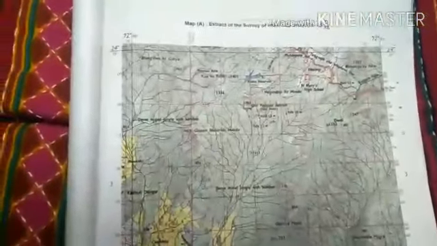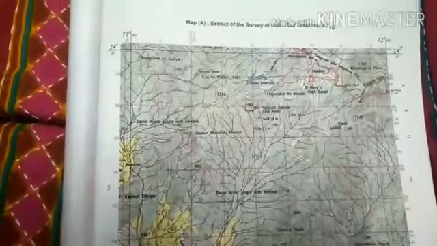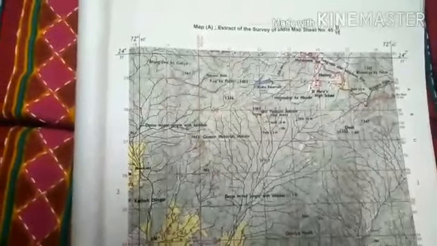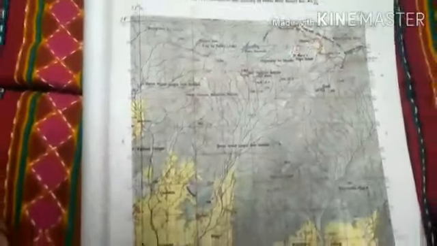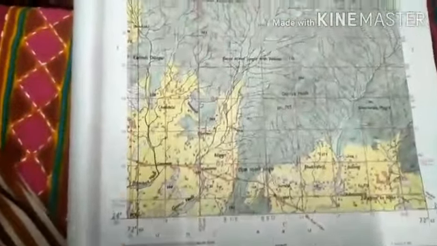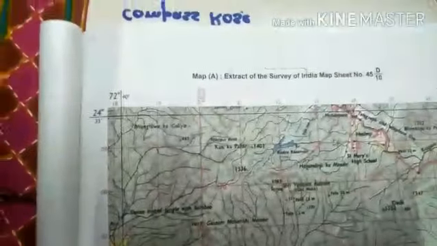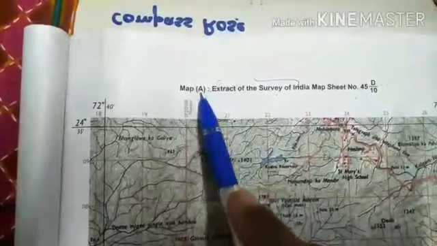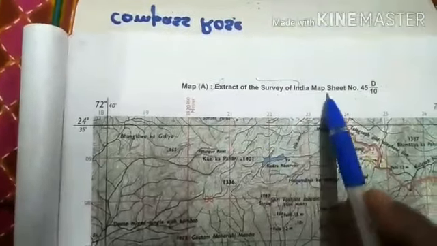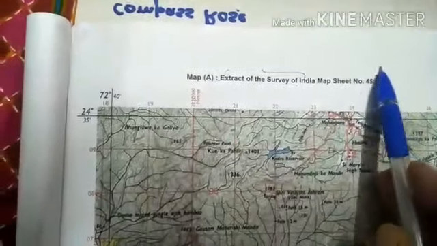Dear children, in this class, we are going to study about topographical maps. How to interpret a topographical map. In smaller classes, you must have studied about the 7 colors given in the map. This is the first map given in your textbook. So, first let us see map A, extract of the Survey of India map number 45D10.